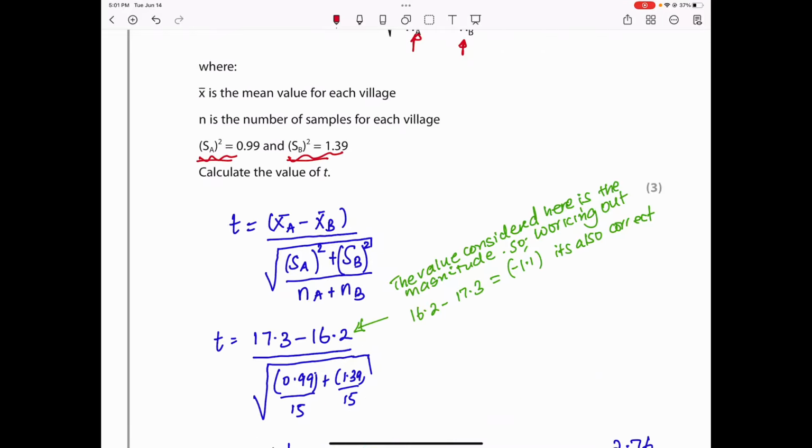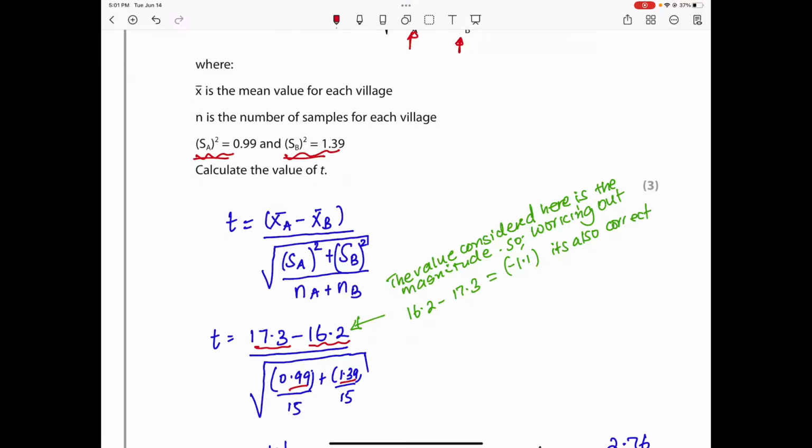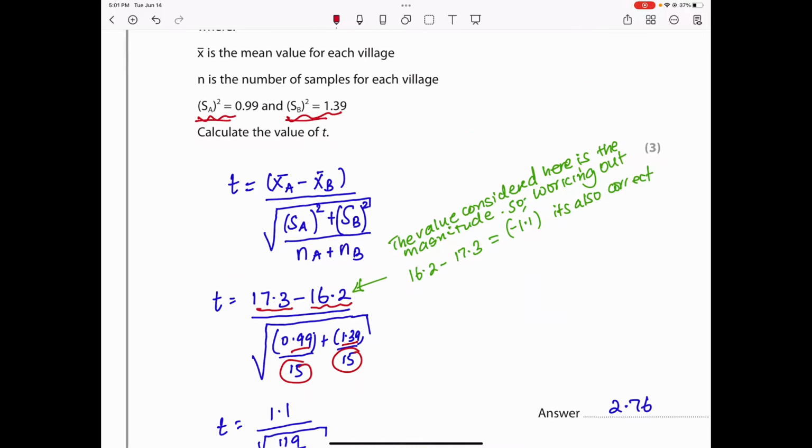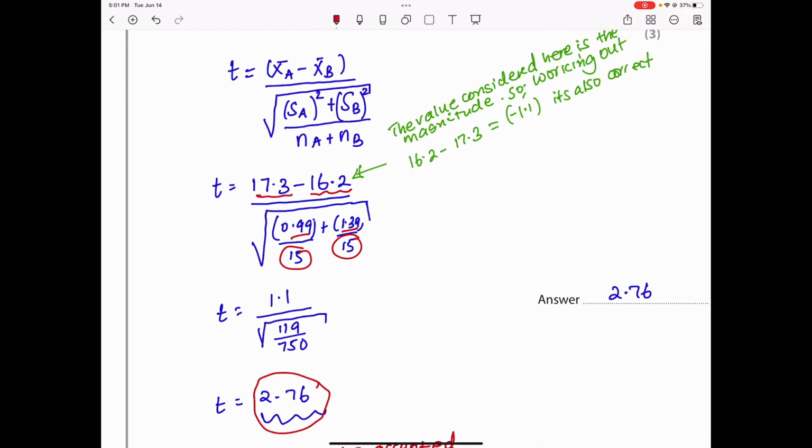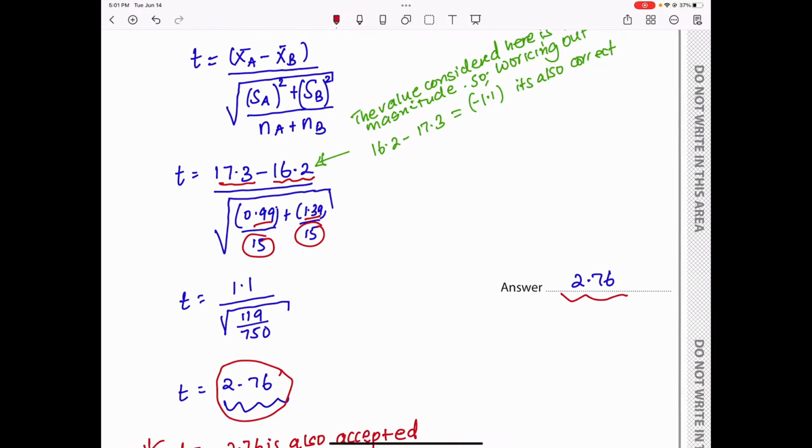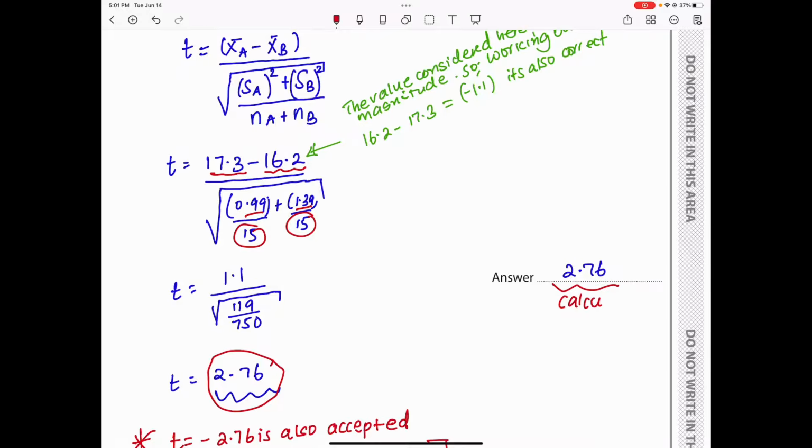So here I said X_A, which of course is 17.3 from the previous data, and X_B was 16.2, divided by the root of 0.99 given to us, over 15. Remember, each village had 15 samples, so we can find the value as 2.76. This 2.76 is the calculated value of t. So let us go to the next part.